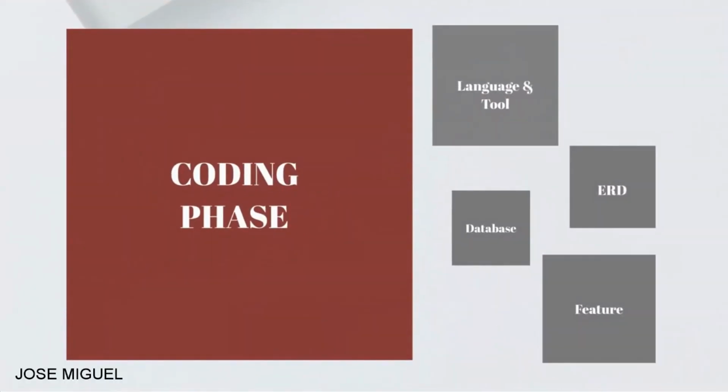The coding phase. This phase is about making the skeleton of the app. We are making the backend requirement to make the app function as needed. The coding phase consists of 4 main parts: language and tools, ERD, database, and feature.